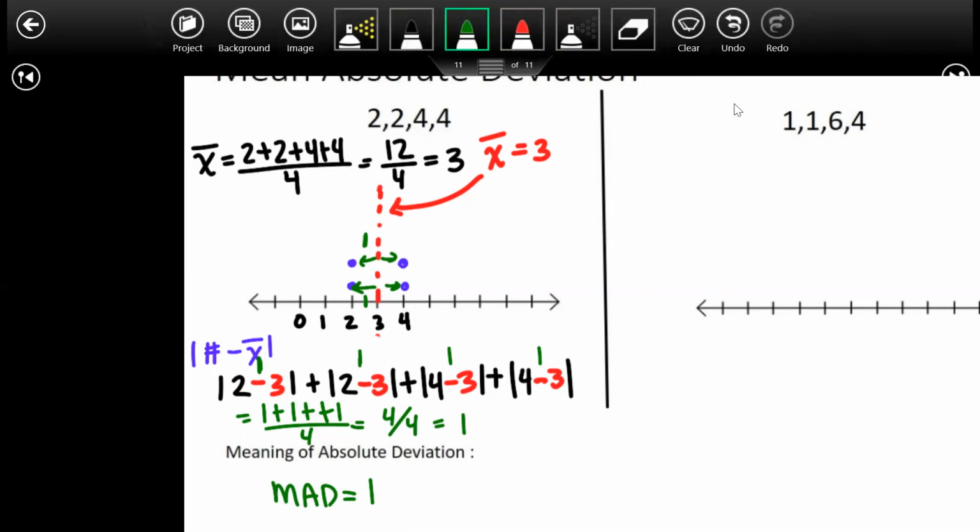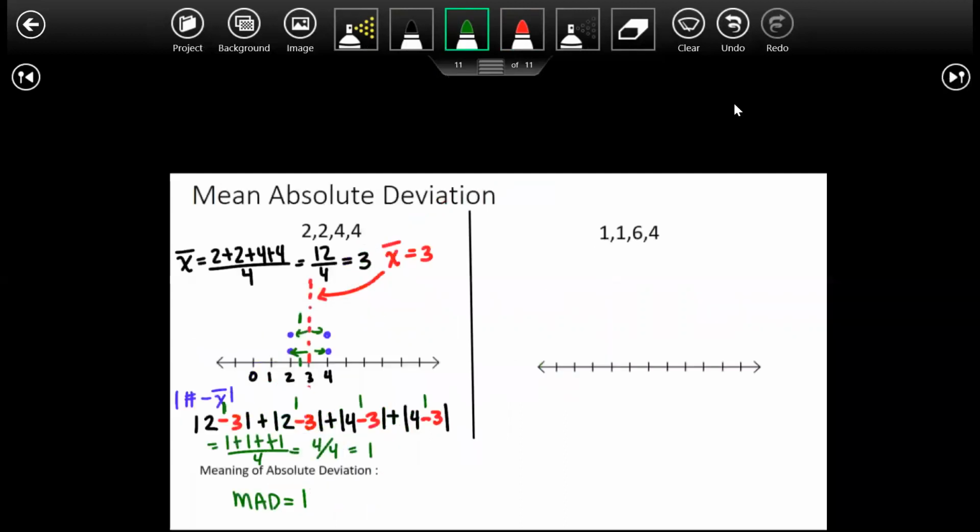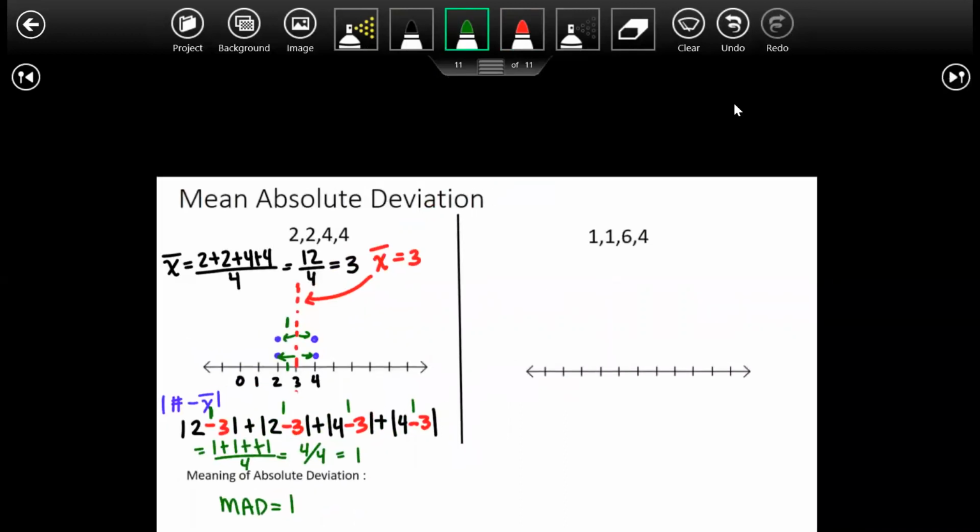So let's use the same idea and solve it for the one to the right. Let's see if it changes the way we look at the MAD. We should assume that if the data points are farther away from the mean, we should get a larger MAD. So let's do the same thing. Let's find the mean.